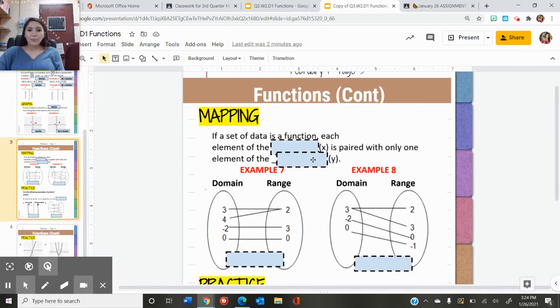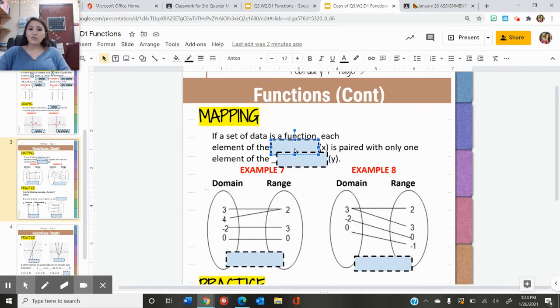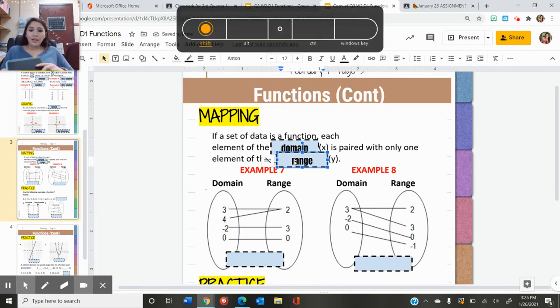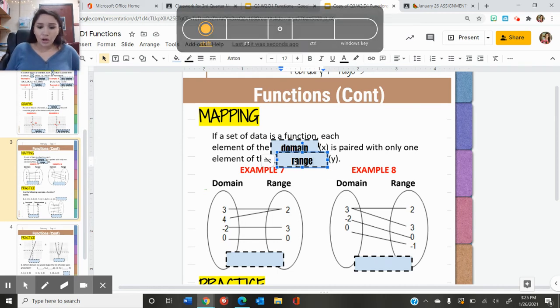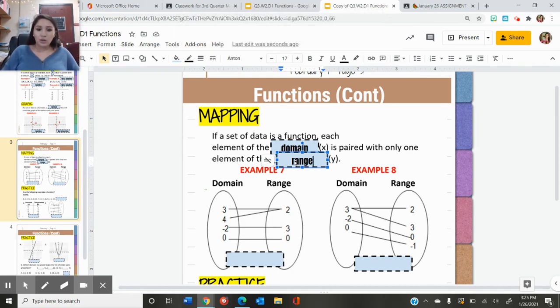Okay, next we have mapping. So here it says if a set of data is a function, each element of the domain, which is our x, is paired with only one element of the range, which is our y. So here, looking at example 7, we have our domain on one side and our range on the other. Our first number in our domain is 3, and it is being paired with the number 2. So that's telling me that my x value is 3 and my y value is 2.